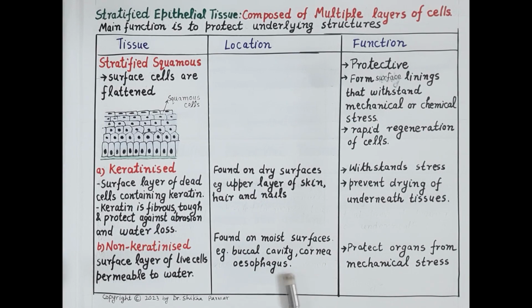It protects these organs from any type of mechanical stress or also the chemical stress, like esophagus. The food passes. Esophagus is a food tube. The food passes through this esophagus. So, this innermost lining protects the underneath tissues from chemical and mechanical stress.